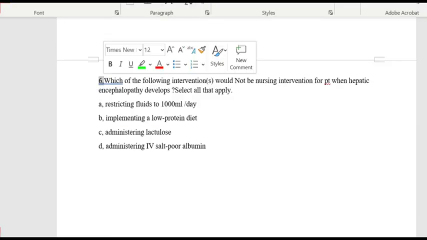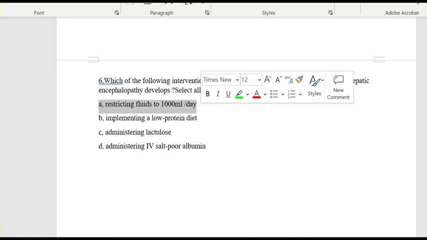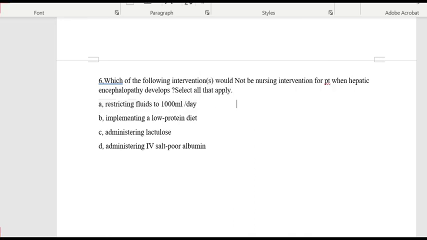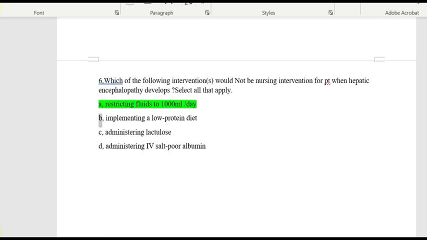Which of the following interventions will not be a nursing intervention for a patient when hepatic encephalopathy develops? Select all that apply. A, restricting fluid to 1000 ml a day. Restricting fluid is an intervention for ascites, right? So it will not be an intervention for hepatic encephalopathy. So A is the correct answer. B, implementing a low protein diet. We already talked about the low protein diet in question 5.